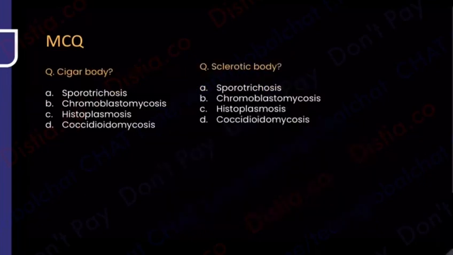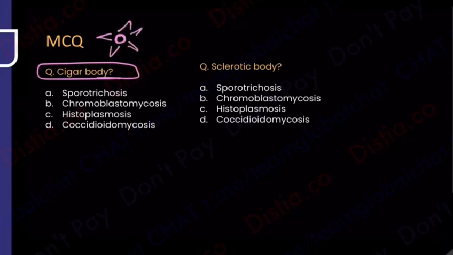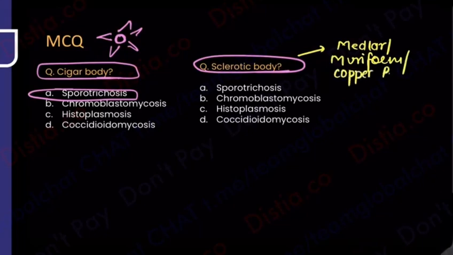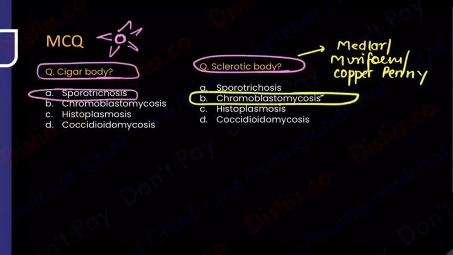Look at this question. Where do you see the cigar body? Cigar, the good life. Cigar, an asteroid. So the cigar body in the center and the asteroid around it. The good life is going to be Sporothrix schenckii. But where did you see the sclerotic body? Where did I teach you sclerotic body? I'll give you some other hints. Sclerotic body was also known as the medlar body. Sclerotic body was also known as the muriform body. It was also referred to as the everyone's favorite copper penny bodies. Where do you see that? So that was a twist I wanted you to recall from the previous section.